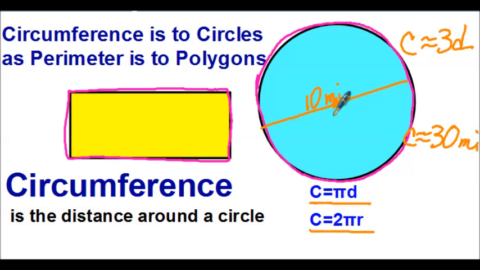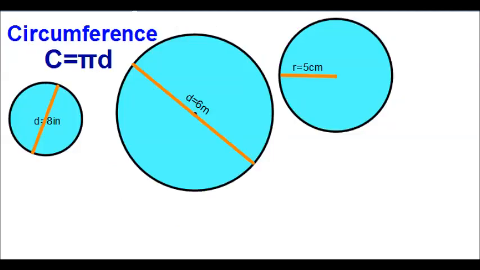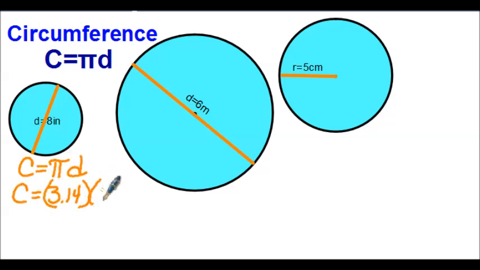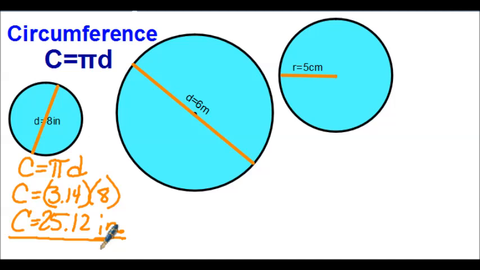You could also use C equals 2 pi r because 2 radiuses make 1 diameter. So let's try it. C equals pi d. You always start with your formula. The second step needs to be your substitution step. Typically we use 3.14 for pi, and your diameter here is 8, so your circumference is 25.12 inches.